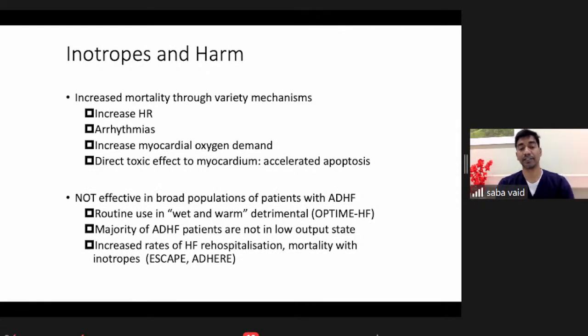And there are many studies which have been done on the effect of inotropes, and the routine use of these in patients has been found to be detrimental. So no routine use of inotropic drugs for heart failure patients. There are specific indications. Systolic BP less than 90 or organ hypoperfusion. These are the only two times.